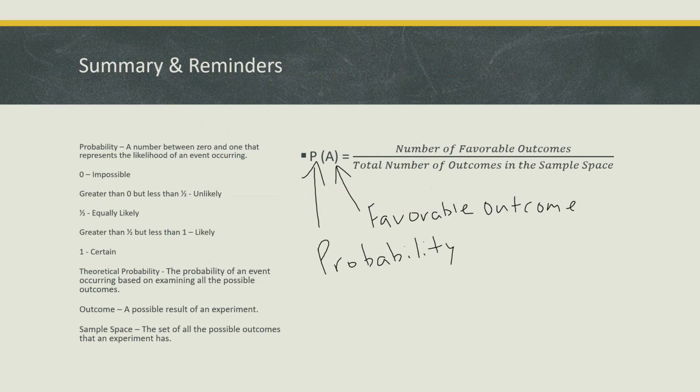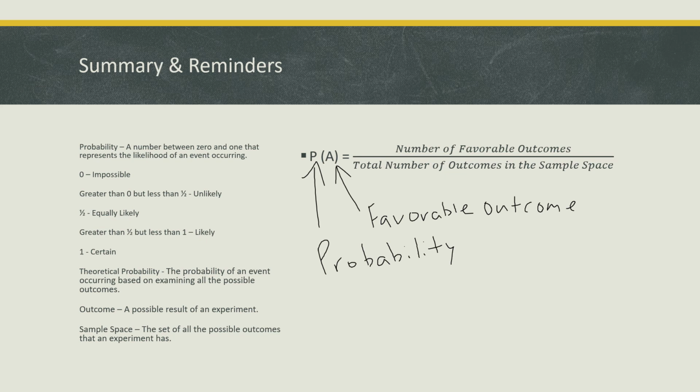Okay, let's go through a summary and reminders. Probability is a number between 0 and 1 that represents the likelihood of an event occurring. 0 means impossible. Greater than 0 but less than 1/2 is unlikely. 1/2 exactly is equally likely. Greater than 1/2 but less than 1 is likely. 1 is certain. Theoretical probability is the probability of an event occurring based on examining all the possible outcomes.